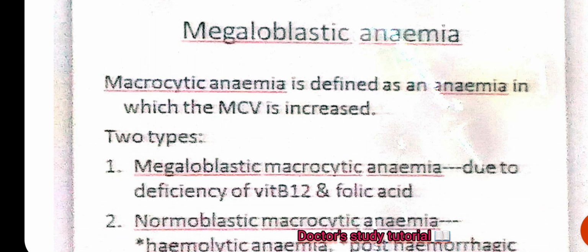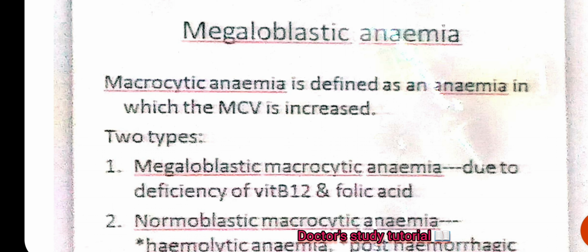Today's topic is about megaloblastic anemia. We have a lot of queries about megaloblastic anemia. It is a very important topic for viva and written in the second professional examination in BDS and also in MBBS. It is one of the most important topics in hematology.